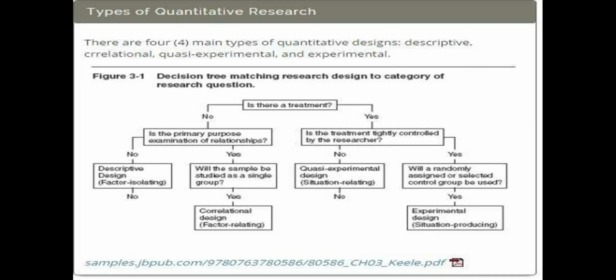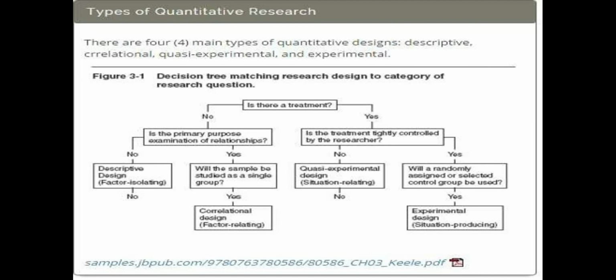Is the primary purpose examination of relationships? If no, then we use descriptive design. Okay, descriptive research. Now, if yes, will the sample be studied as a single group? And of course, if yes, then correlational design can be utilized. Now, let's go back to the first question.